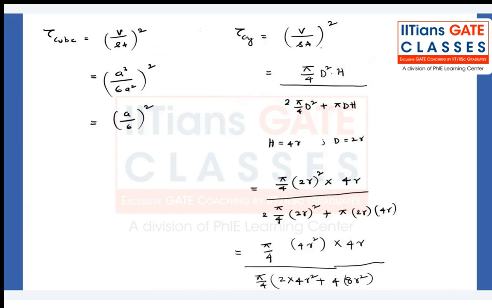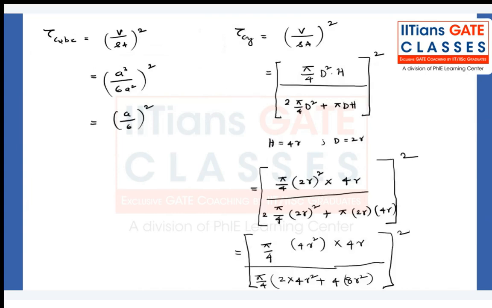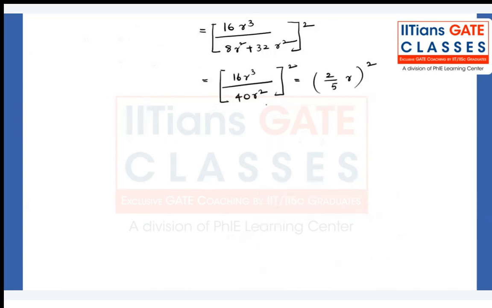Why? Because here this is all whole square. All right. Now here also it is a square. Whole square. Clear, everybody? I hope you understand. Right. Now solidification time of cube is (a/6) whole square, and solidification time of cylinder is (2/5 r) to the power square.